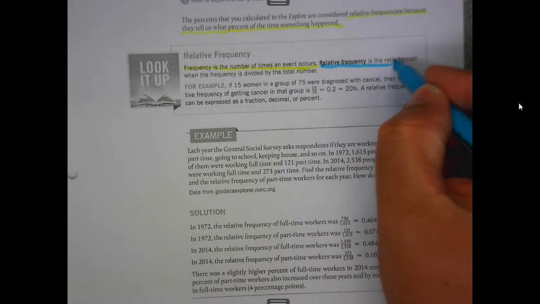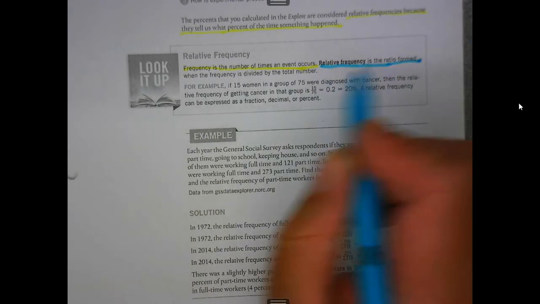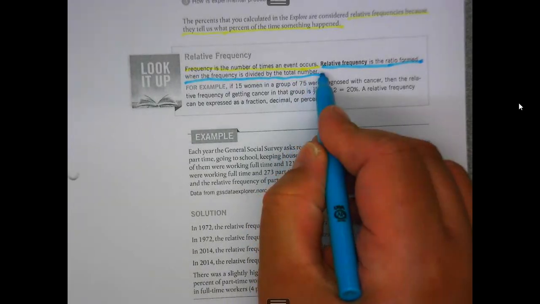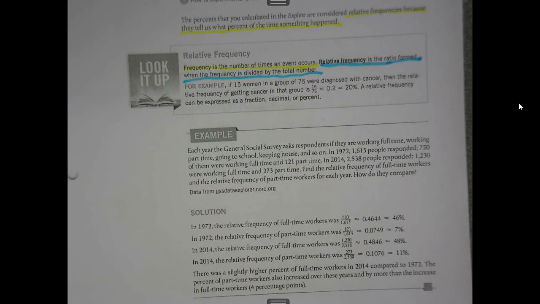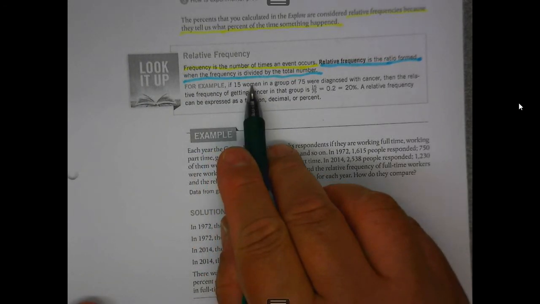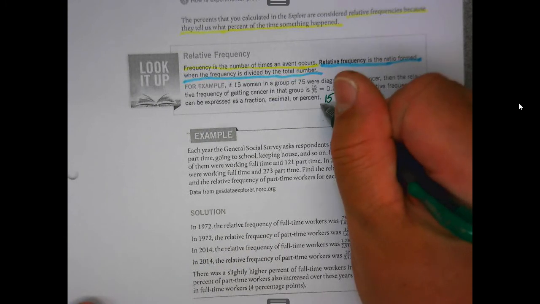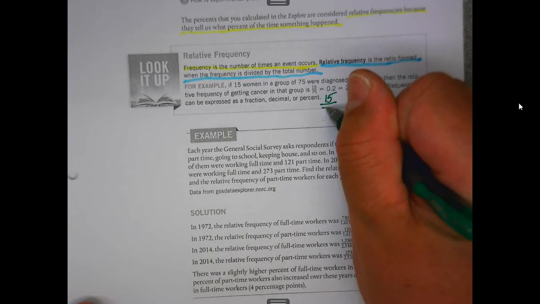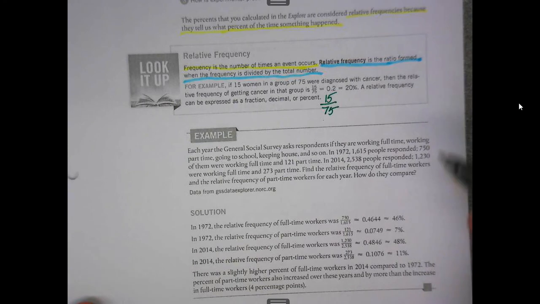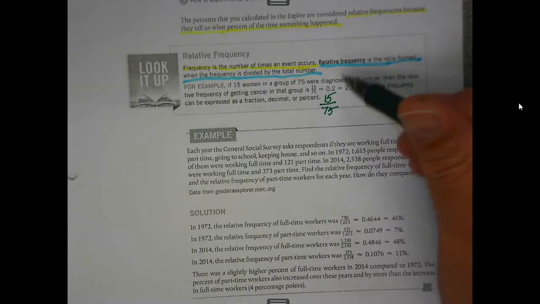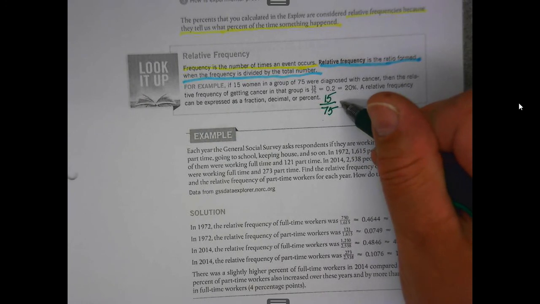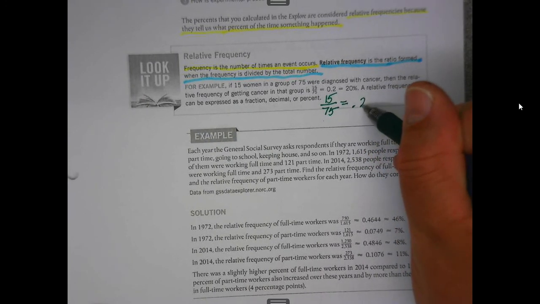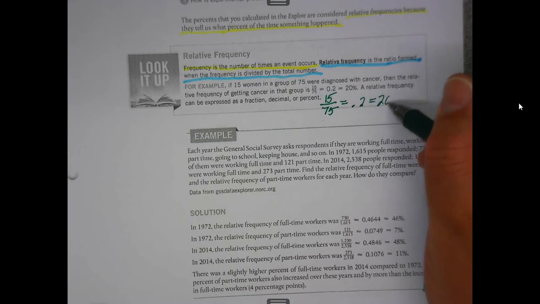For example, we had 75 women diagnosed with cancer, and 15 of those women tested positive. And when you divide this out, it comes out to 0.2. As a percentage, it's 20%. That's a relative frequency. Okay? And you can read through this problem. The solution is here. They give some numbers here.